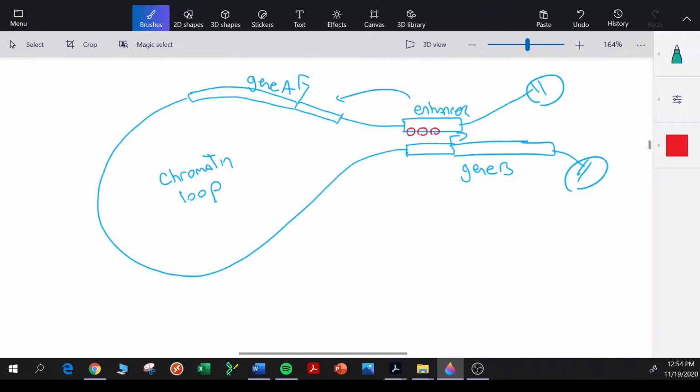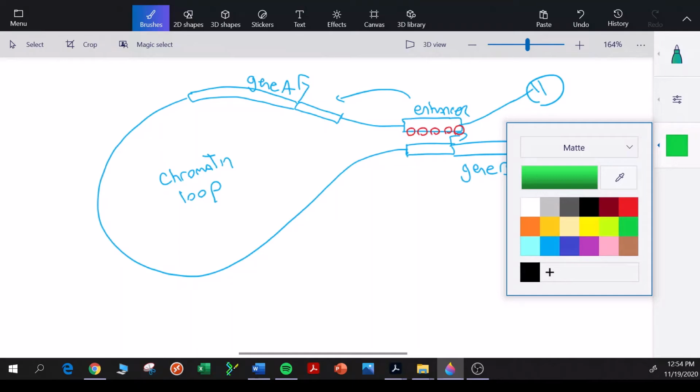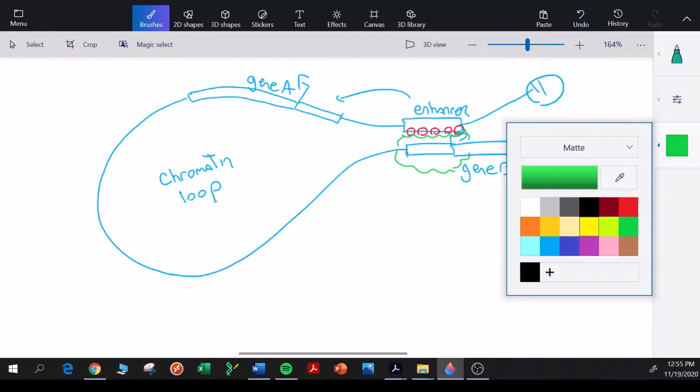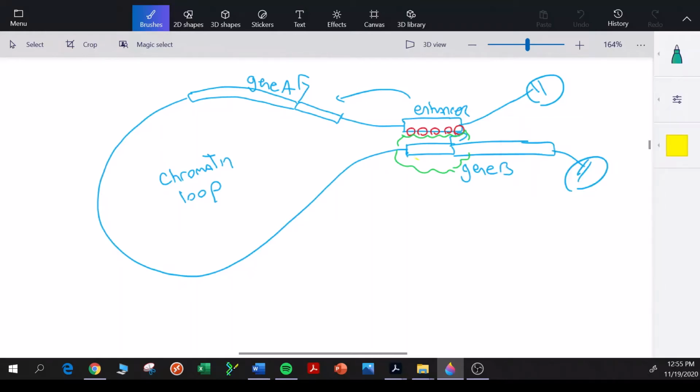Now, these little red circles are the transcriptional activators bound to the enhancer. This green thing right here is going to be the mediator complex. And I haven't diagrammed some other things here, right? I haven't put the GTF, so let me put this yellow thing here. This is going to represent the general transcription factors, like all those general transcription factors that associate with the promoter.